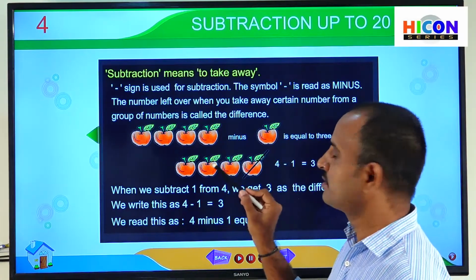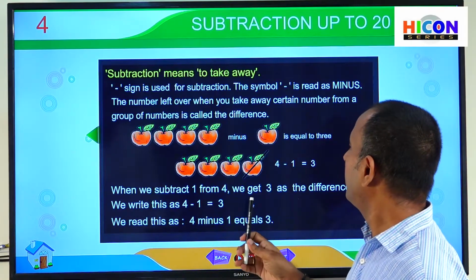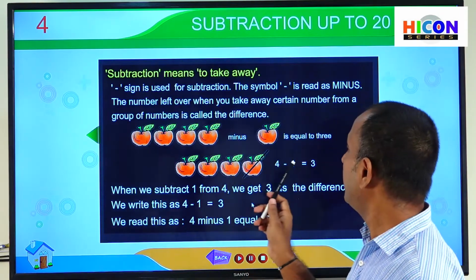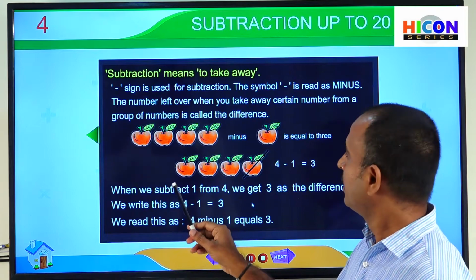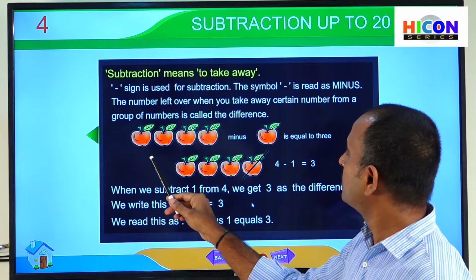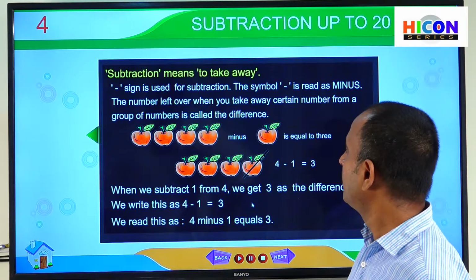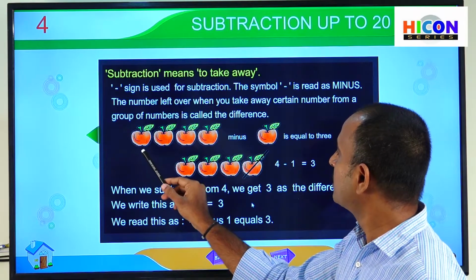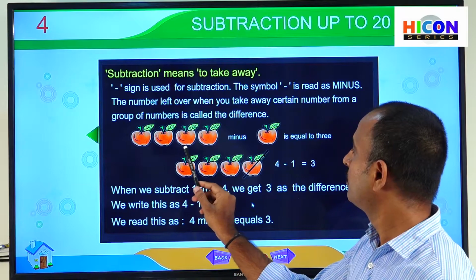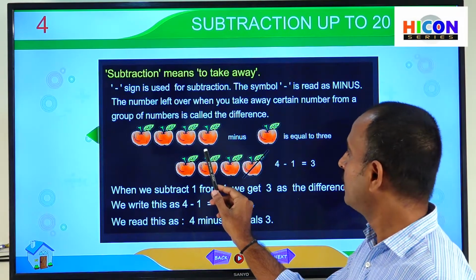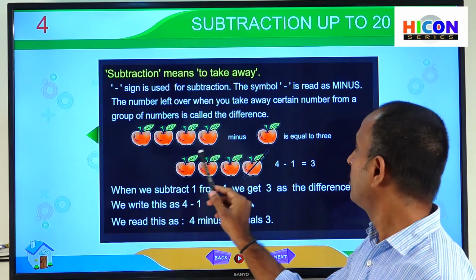So let us see an example of how to take away and how we can subtract a given number from a number. Look at the example here. In the picture you are observing some apples. Children, how many apples are there here? Let us count. 1, 2, 3, 4. So there are 4 apples.